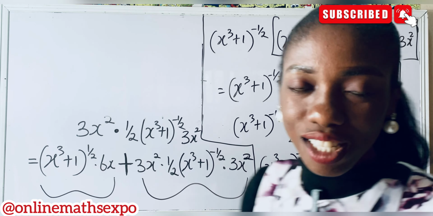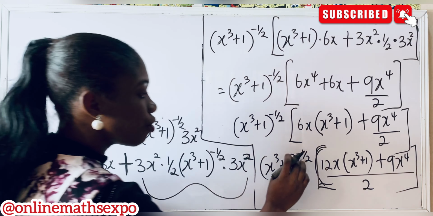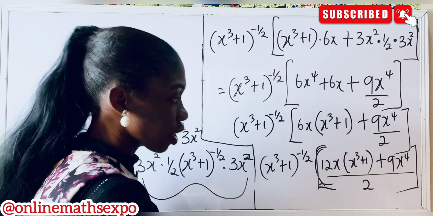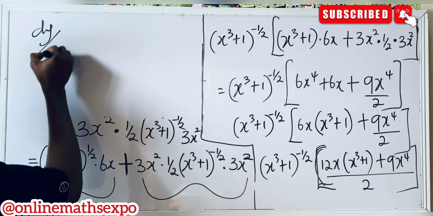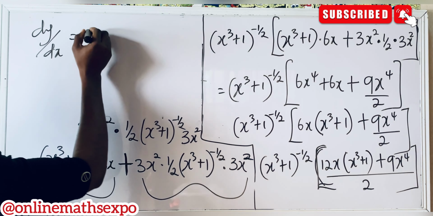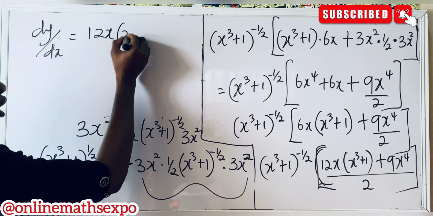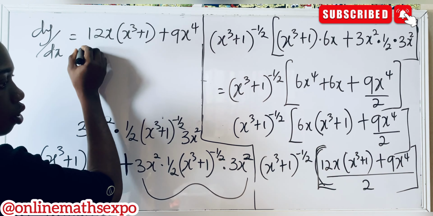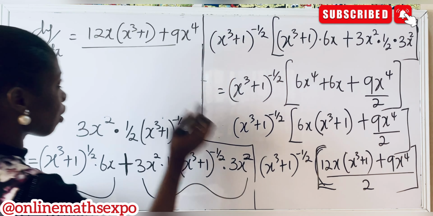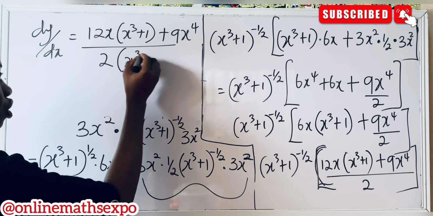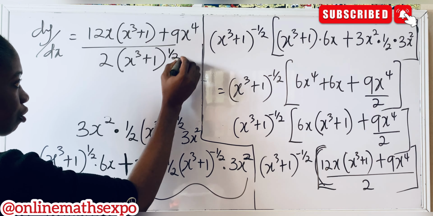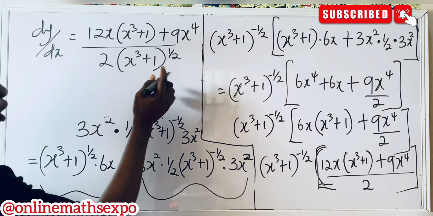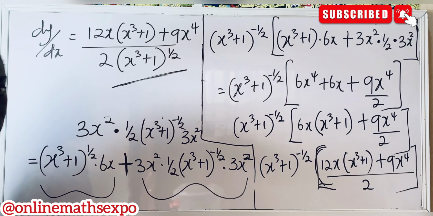Now let's conclude our simplification. If this power is negative, it means this value will go down. So we conclude to say that dy/dx is equal to 12x into x cubed plus 1 plus 9x to the fourth, all over, this we have to take down. So we have 2 brackets x cubed plus 1 raised to the power of half. If it goes down, the negative sign goes off. So this is what we have for differentiating the function.